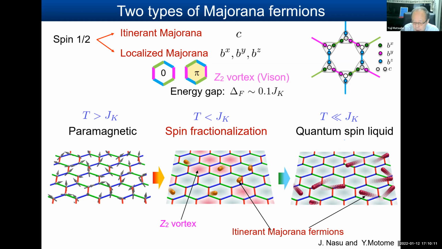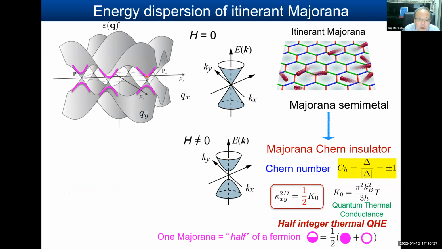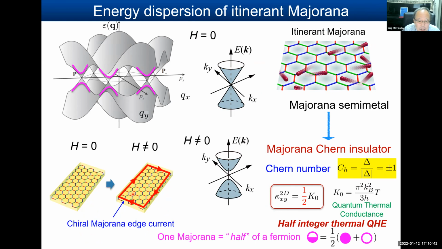So let me discuss this quantum spin liquid state. In this state, the Majorana fermion has Dirac cone-like dispersion. But if you apply a magnetic field, time-reversal symmetry is broken and a gap opens. A topological state, characterized by the Chern number plus or minus one, appears. In this state, a chiral Majorana current flows at the edge of the crystal, and the thermal Hall effect is quantized in units of K0, the quantum thermal conductance. The quantized value is half of K0. The half is because the degrees of freedom of a Majorana fermion are half those of a conventional fermion.